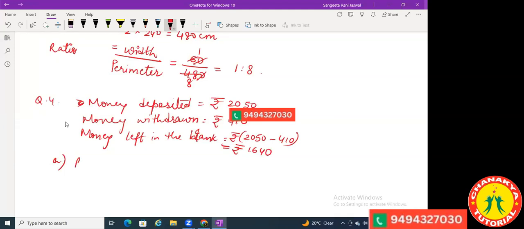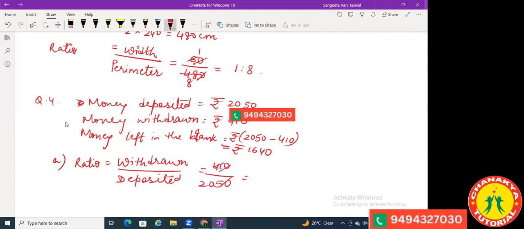So that means the ratio is asking for money withdrawn upon deposited money. Okay, this is what is asked. So withdrawn money is 410, deposited money is 2050. So if I do the ratio of this, we get 41 to 205.